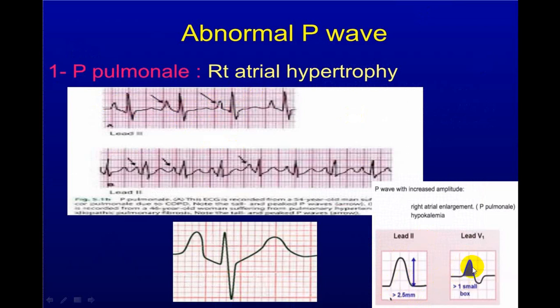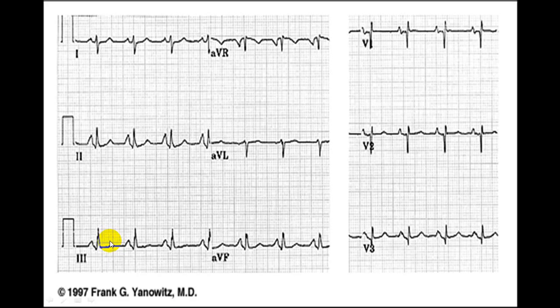And in V1, you will have a first component tall. The positive component will be tall. Here you can see the P wave is taller than even the R, almost nearly parallel to R. That is right atrial enlargement, or we call P pulmonale. You can see here again, this is more than half of R. So this is classical P pulmonale.